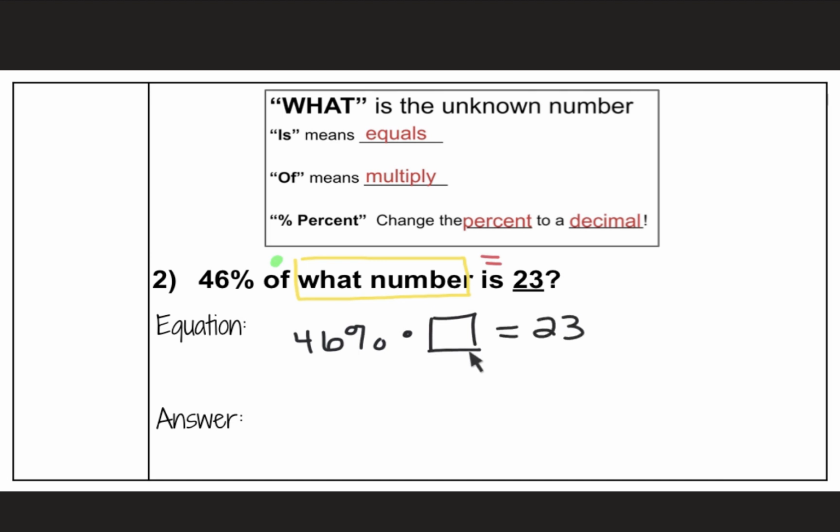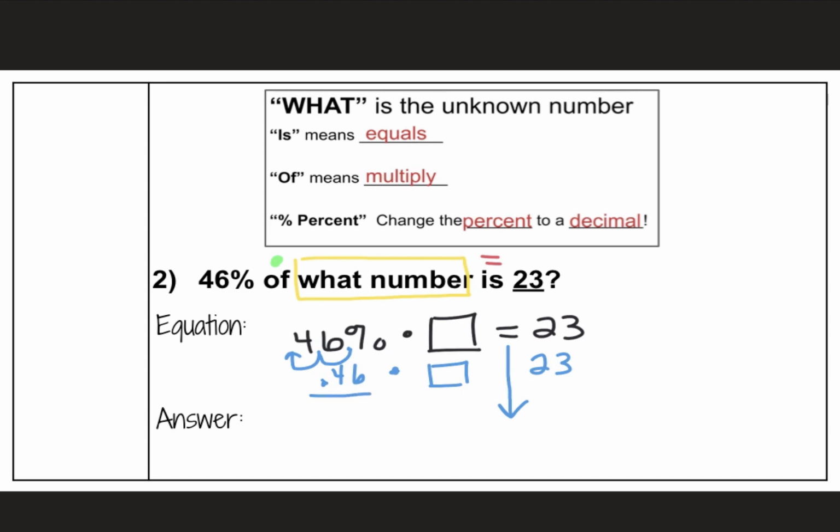Could I use a variable instead of this shape? Absolutely. We're working with a percent here, right? What should we change the percent into? A decimal. We are going to need to solve. This is a multiplication equation. What will get the 46% out of there? If we divide by 46%, but let's get it in its proper decimal form. So back it up. 0.46, 46 hundredths, times something is 23.